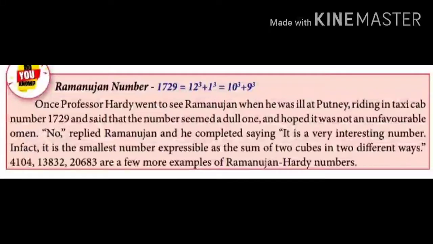Once Professor Hardy went to see Ramanujan when he was ill at Putney, riding in the taxi cab number 1729, and said that the number seemed a dull one, and hoped it was not an unfavorable omen. No, replied Ramanujan, and he completed saying, it is a very interesting number. In fact, it is the smallest number expressible as the sum of two cubes in two different ways.